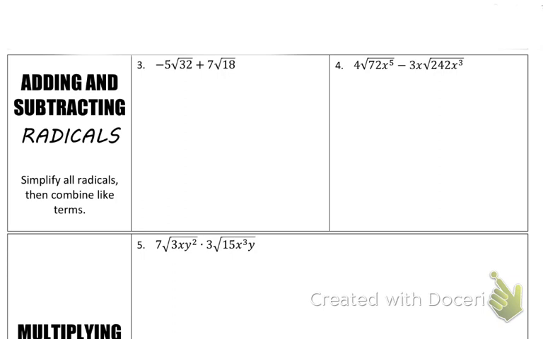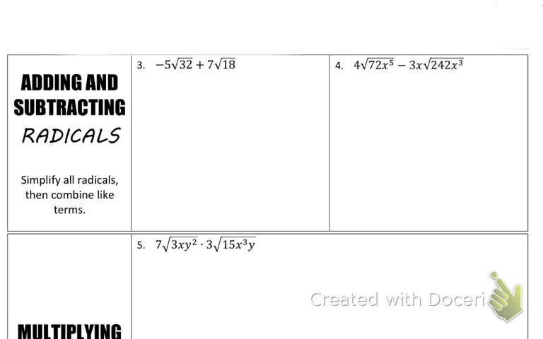So with radicals, right now, if I have negative 5 square root of 32 plus 7 square root of 18, as written, I can't combine them because they're not both the same thing. If they're both square root of 18s, I could combine it. Well, that doesn't mean we can't combine it. What you need to do is you need to simplify first. That's why we started with simplifying. We need to simplify both of those square roots to see if we can combine them later down the road.